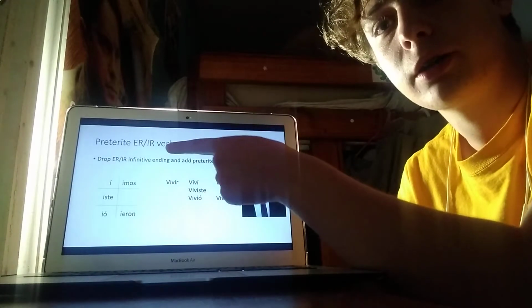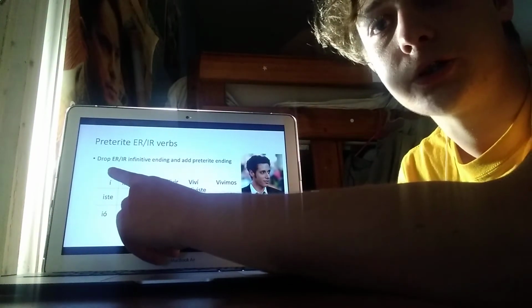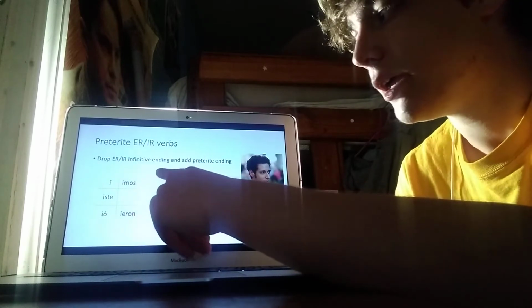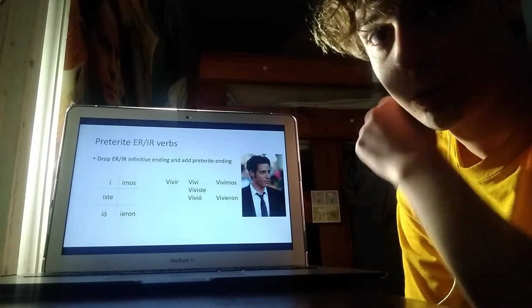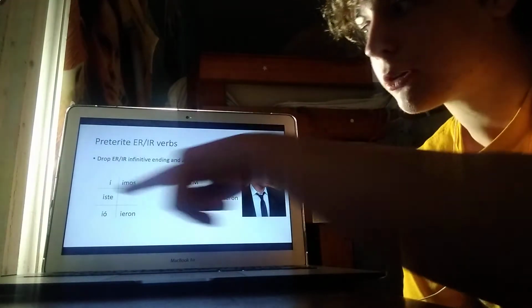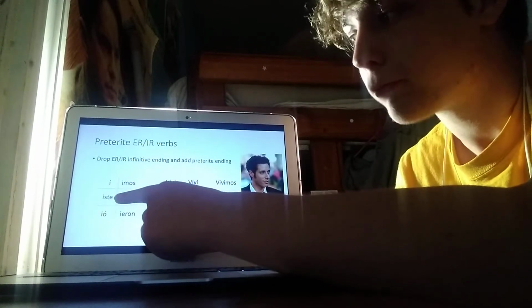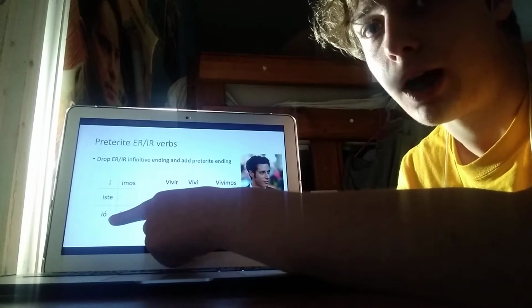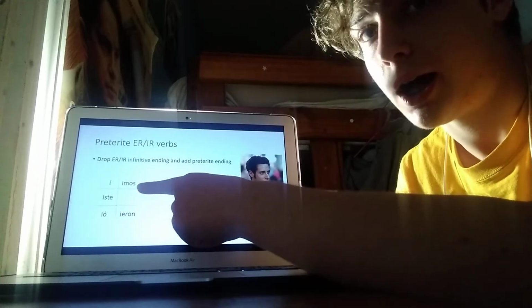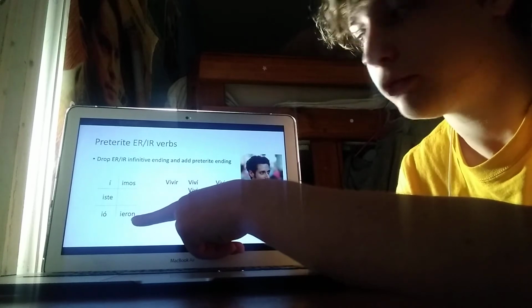Next we have preterite ER and IR verbs. For the preterite ER and IR verbs, we drop the ER-IR infinitive ending and you add the preterite ending to it. So our conjugation chart for the ER-IR verbs will be í, which is just an I with a tilde, iste, I-S-T-E, ió, I-O with an accent, imos, I-M-O-S, and ieron, I-E-R-O-N.